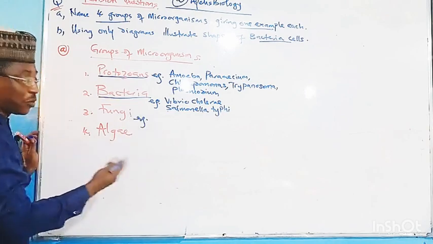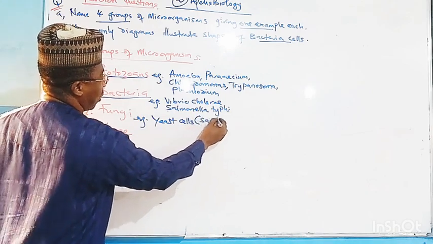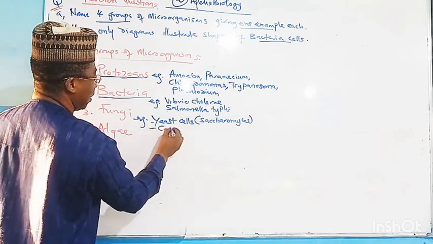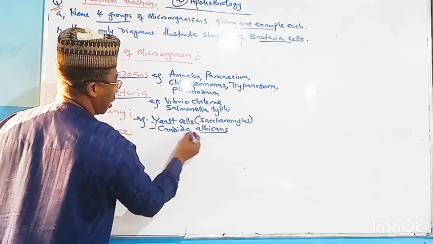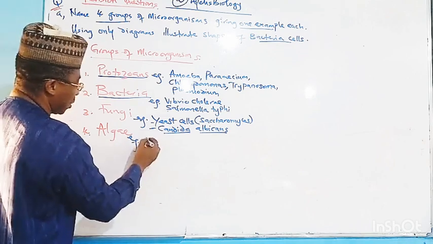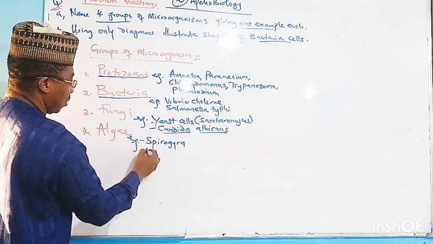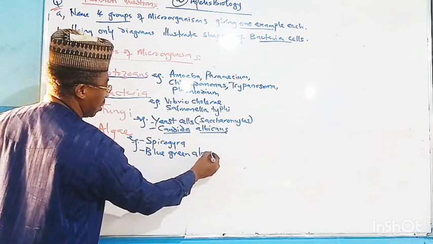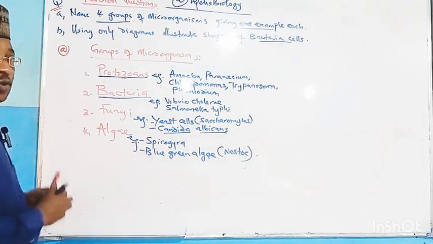In terms of fungi that are microbes, we think of yeast cells, which are called Saccharomyces. We also have another example, Candida albicans, that causes vaginal and oral thrush. As an example of the algae that are microbes, you can think of Spirogyra. Spirogyra is an alga. You have the blue-green algae, and a specific example is called Nostoc. So that's the answer to the groups of microorganisms.